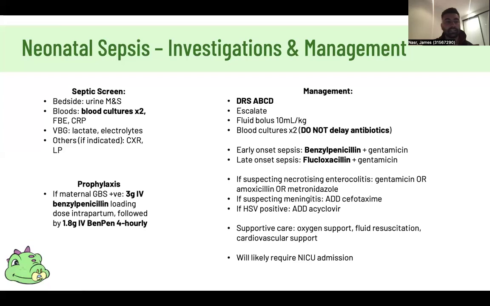In terms of the prophylaxis, the main thing would be for mums that are GBS positive on screening tests. So they'll be given 3 grams of IV benpen as a loading dose intrapartum, and then for every 4 hours that labour carries on, there'll be a 1.8 gram infusion of benpen.